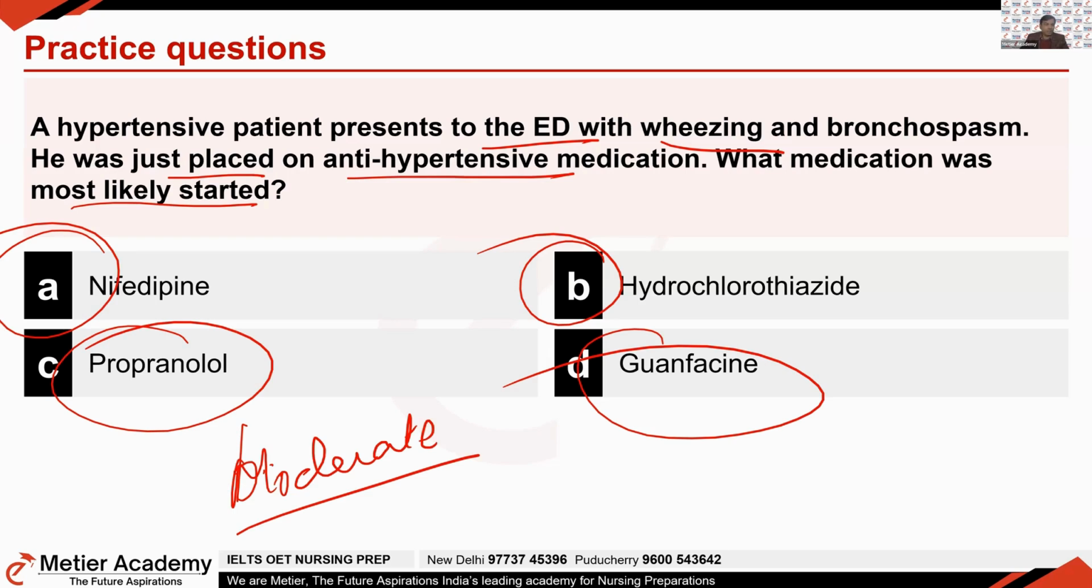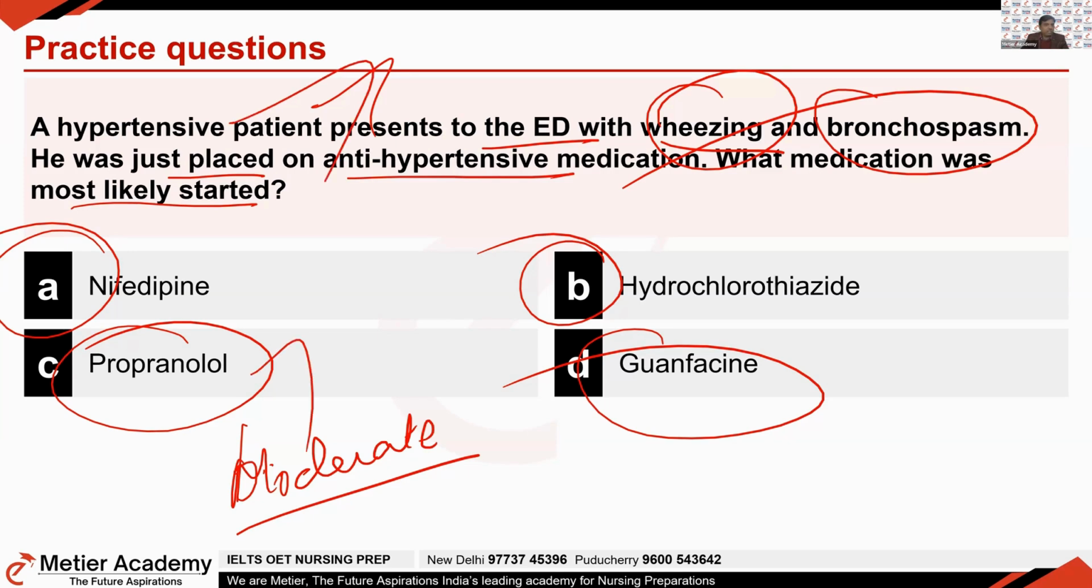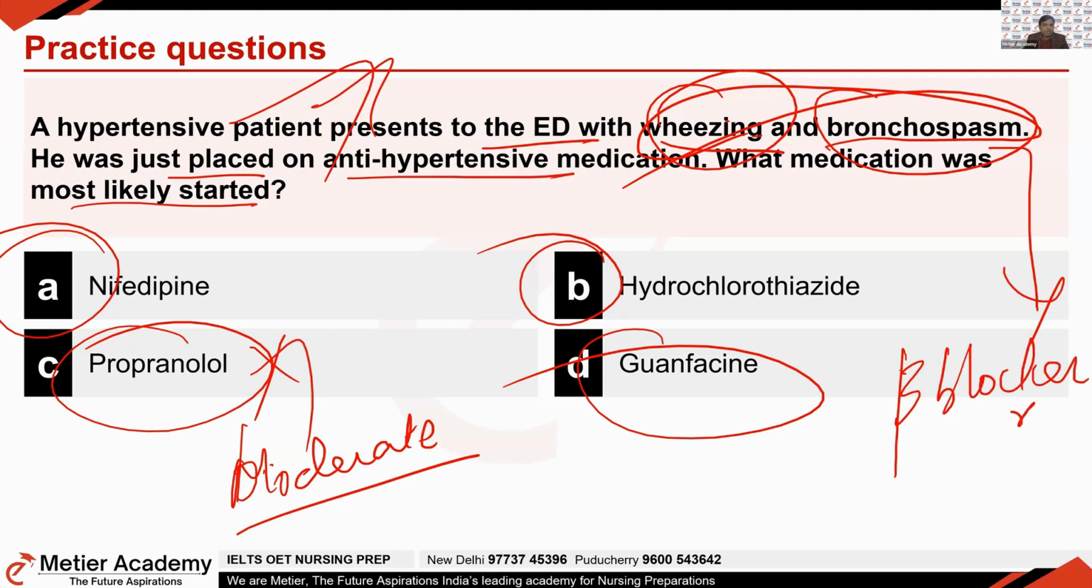Moreover, the question is a hypertensive patient with wheezing and bronchospasm. Usually we give hypertensive patients beta blockers, but here the patient has wheezing and bronchospasm, and in those conditions beta blockers are contraindicated. Usually beta blockers are contraindicated, but not all of them. Books everywhere say beta blockers are contraindicated, but here selective beta blockers we can use. What are those? We can say metoprolol.